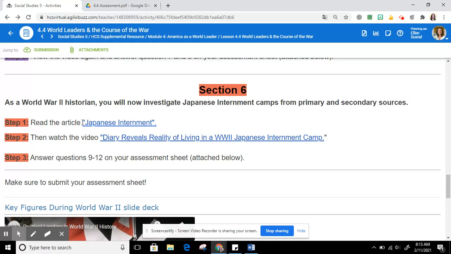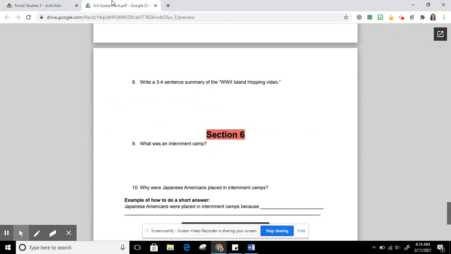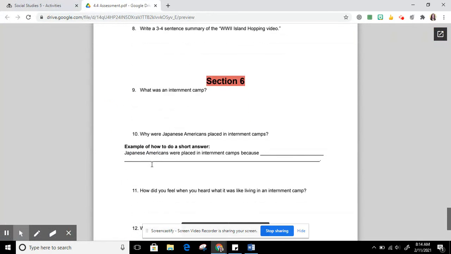So step 1, read the article Japanese Internment. Step 2, watch the video Diary Reveals Reality of Living in a World War II Japanese Internment Camp. And then you're answering questions 9 through 12 on your assessment sheet. Number 9, what was an internment camp? So you're going to say an internment camp was, and then explain in a complete sentence.